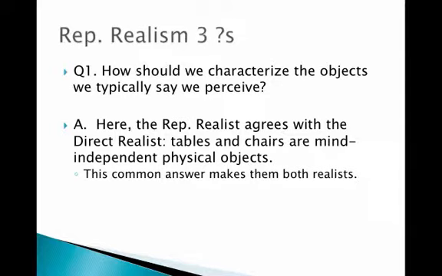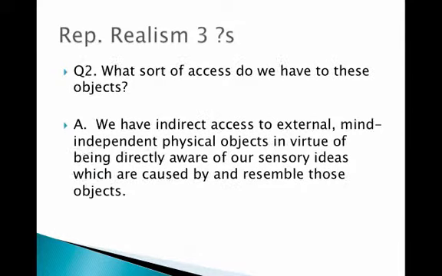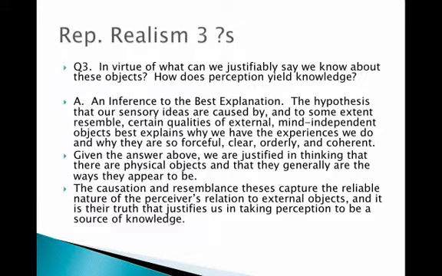Well, the representative realist agrees with the direct realist. Tables and chairs are mind-independent physical objects. So those are the objects that we perceive. Question 2, what sort of access do we have to those objects? Well, this is where they part ways with the direct realist. We have indirect access to the external mind-independent physical objects, because we have direct awareness of sensory ideas, which are caused by and resemble those objects.